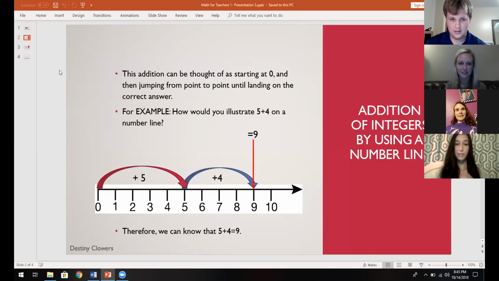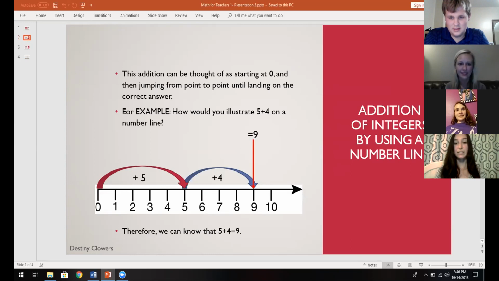So in order for us to have a better understanding of integers, I will be covering the topics of addition of integers by using a number line and subtraction of integers by using colored counters. So we're going to begin with the addition of integers by using a number line. And this addition can be thought of as starting at point 0 and then jumping from point to point until landing on the correct answer.